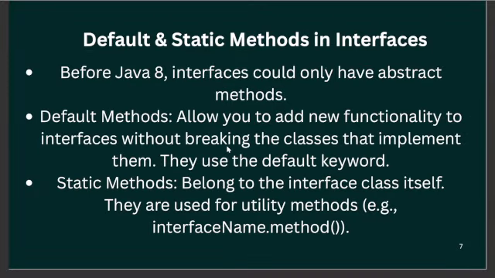The next topic will be default and static methods in interfaces. Before Java 8, interfaces could only have abstract methods. As we know, only one abstract method is allowed there.